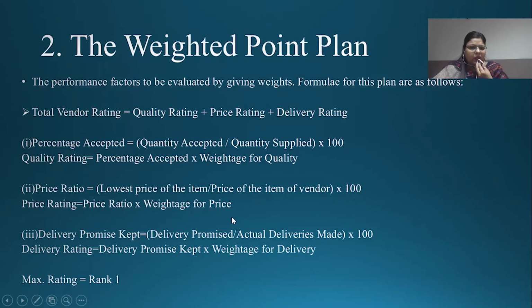Now, the next or third formula is delivery promise capped, which is equal to delivery promise divided by actual delivery made, multiplied by 100. The delivery rating is equal to delivery promise capped multiplied by weightage for delivery. So the maximum rating is equal to rank 1. This is a method through which we can calculate the good vendor or good supplier for you.